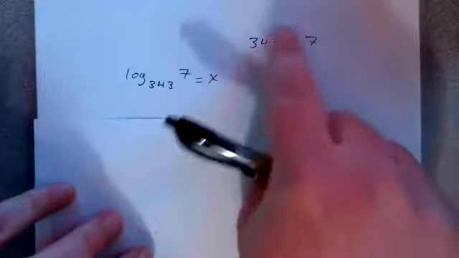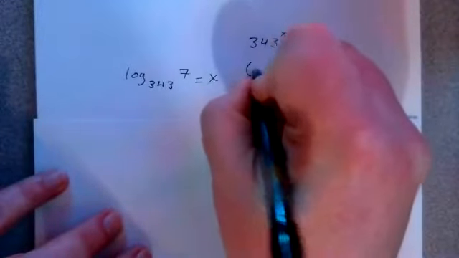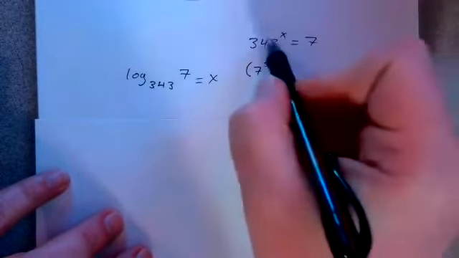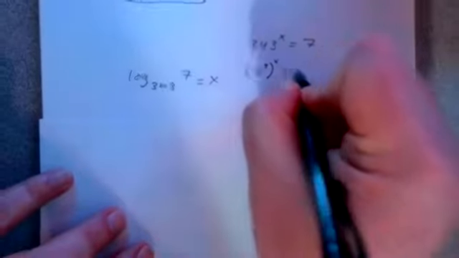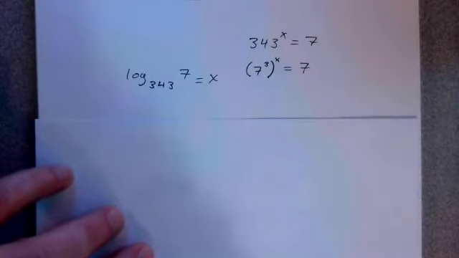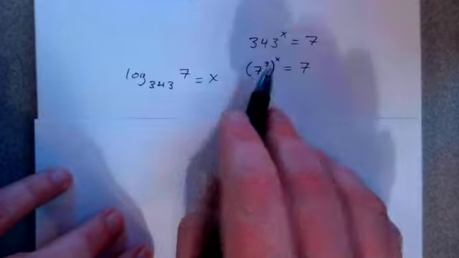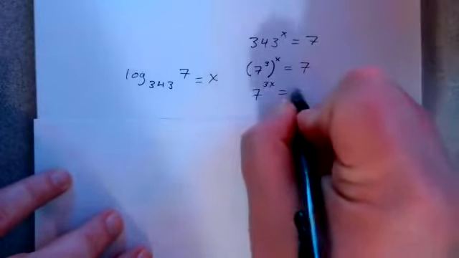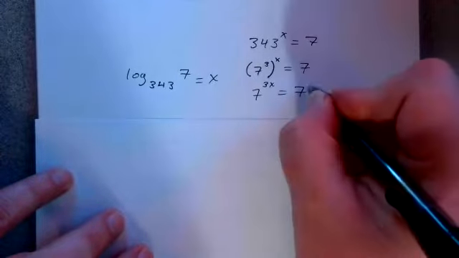So I can switch this around a little bit, and instead of 343, I can say 7 to the third, since 343 is 7 to the third. That raised to the x power equals 7. Whenever I have a power raised to a power, I multiply. So now I get 7 raised to 3x equals 7. And if you don't see an exponent, it must equal 1.